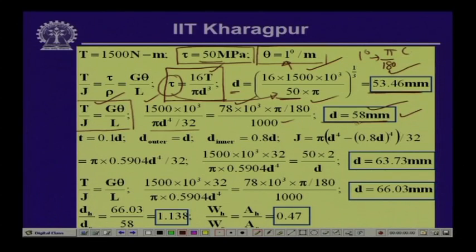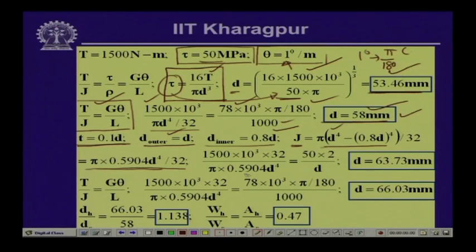Secondly, if we look into the second aspect, when you have a hollow shaft, the thickness of which is 1/10 of the outer diameter d. So, thickness is 0.1 times d. So, the inner diameter is going to be 0.8 times d. Then the polar moment of inertia J, the same expression should be applicable. So, J is pi by 32 times d outer to the power 4 minus d inner to the power 4, and this comes out as pi times 0.5904 d to the power 4 divided by 32.